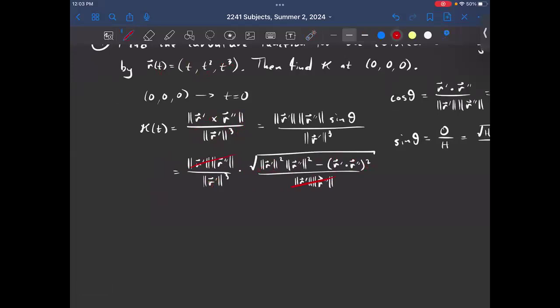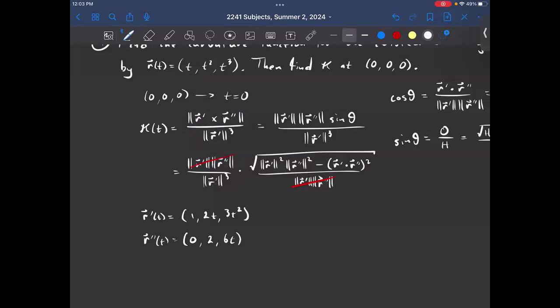All right, so we'll need r prime and r double prime. Let's put that in white here. So r prime of t is going to be, all right, these are just polynomials, so the derivatives should be kind of easy. 1, 2t, 3t squared. Easier to see too. And then r double prime, take the derivative again, and we get 0, 2, and 6t.